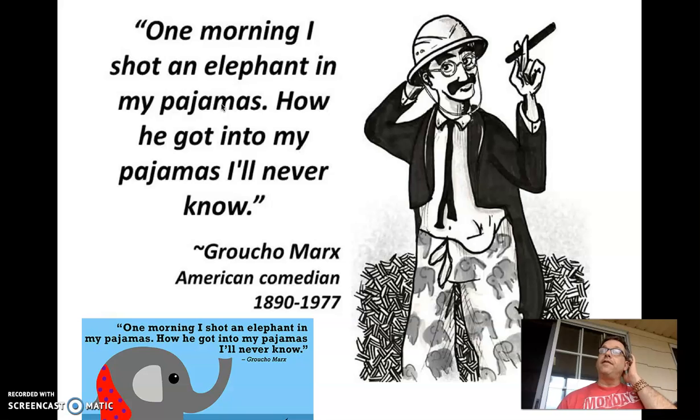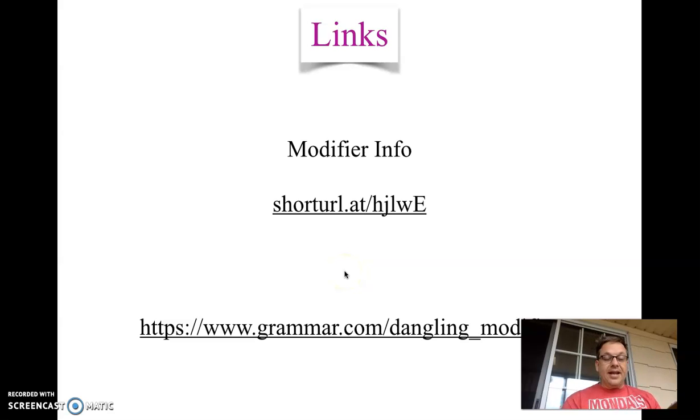So to do this, we sort of have to rearrange the sentence in a more difficult way. Probably we would say something like, one morning, while wearing my pajamas, I shot an elephant. Something like that to let us know the pronoun I was the one wearing the pajamas. I hope this is helpful and interesting. There are a couple links here. Both of them have general information about modifiers.